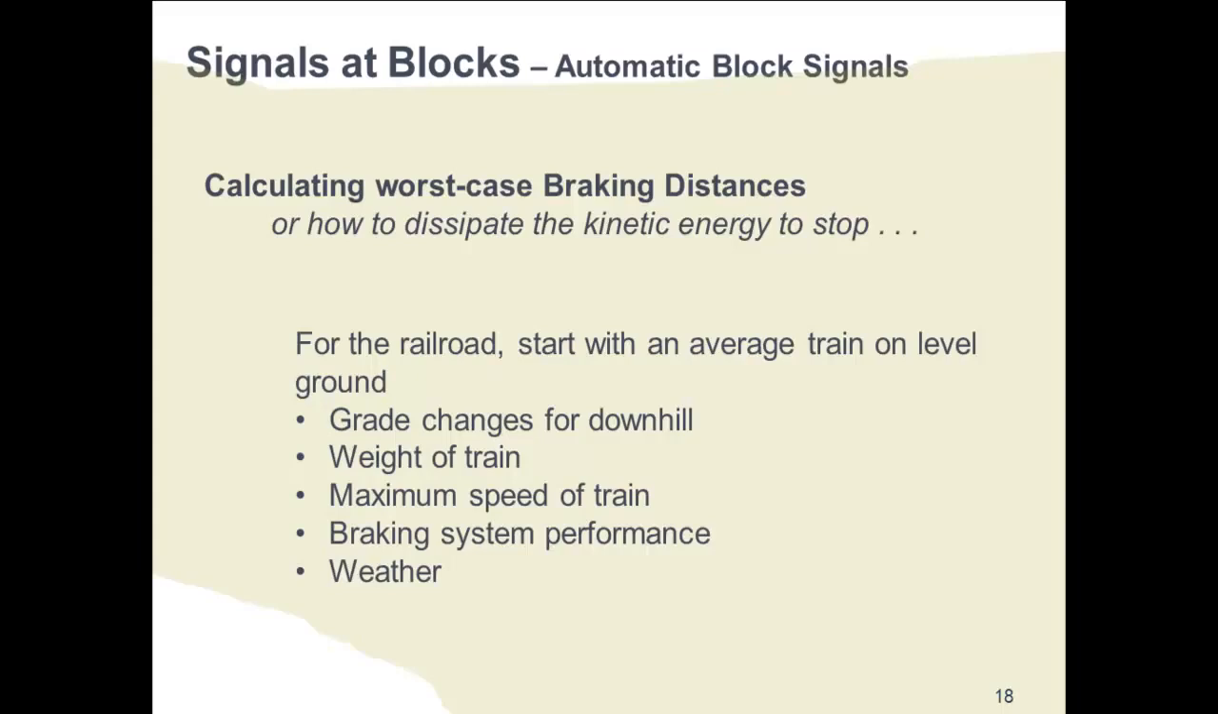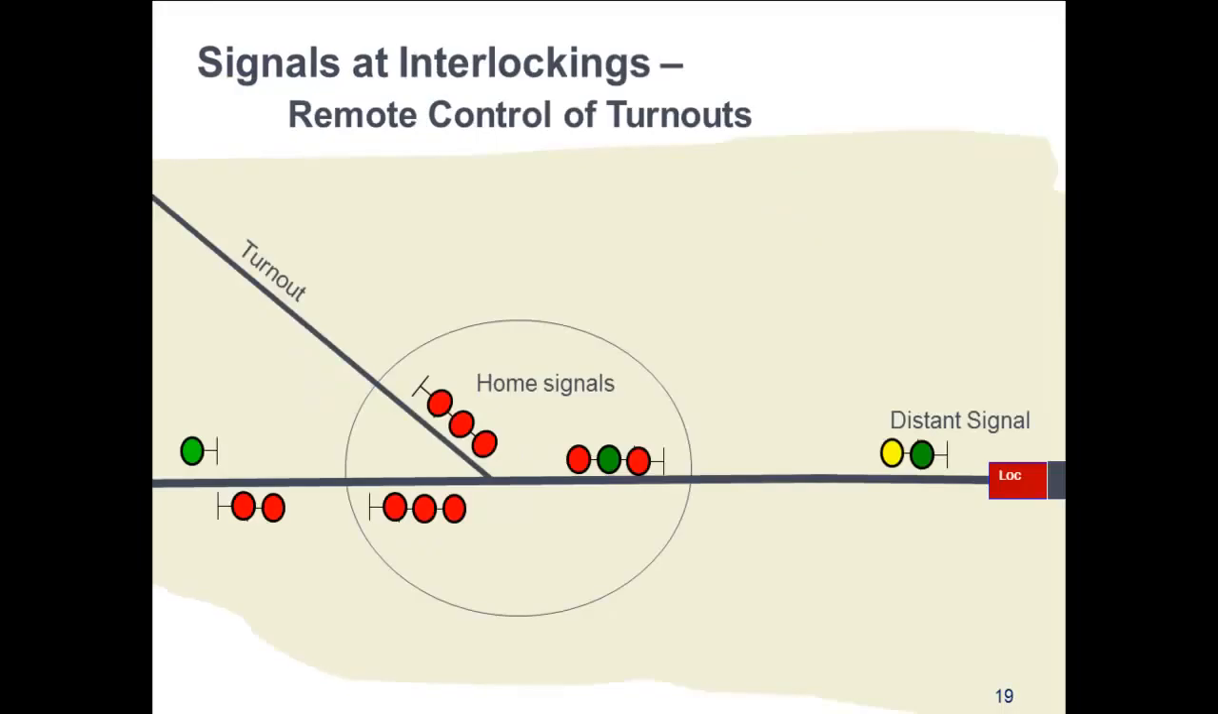Note that only conventional air and electro-pneumatic brakes can be factored in. Dynamic brakes cannot be used in the calculations because they presume a functioning locomotive. Since locomotives have been known to fail, dynamic brakes are not considered a fail-safe system. The margins of safety included mean that the real-world braking distances are shorter than those calculated distances for the signal systems. All right, let's move on to talk about signals at interlockings.